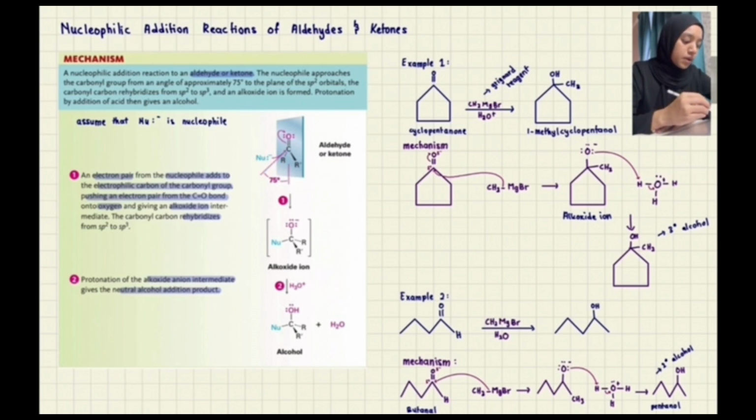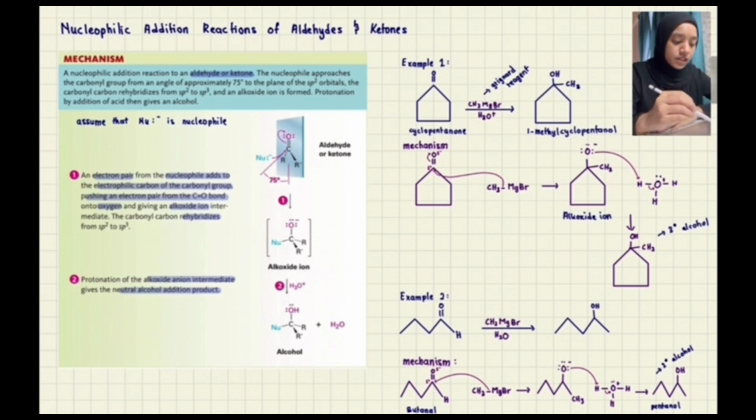An electron pair from the nucleophile adds to the electrophilic carbon of the carbonyl group, pushing an electron pair from the C double bond O onto oxygen and giving an alkoxide ion intermediate. The carbonyl group rehybridizes from sp2 to sp3. The next step is protonation of the alkoxide ion intermediate to give the neutral alcohol addition product.